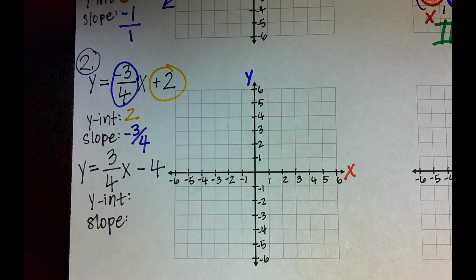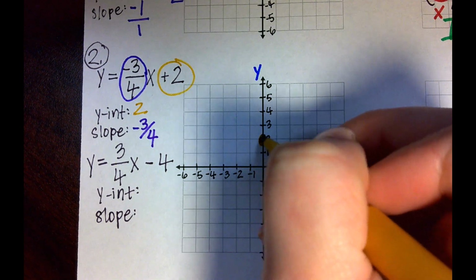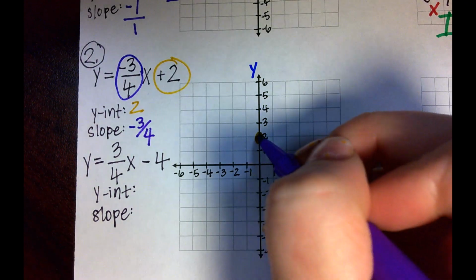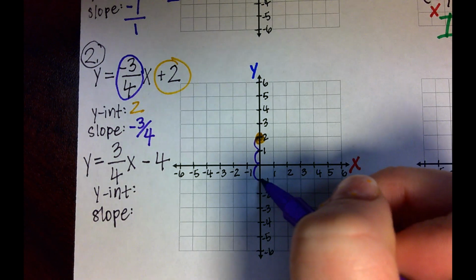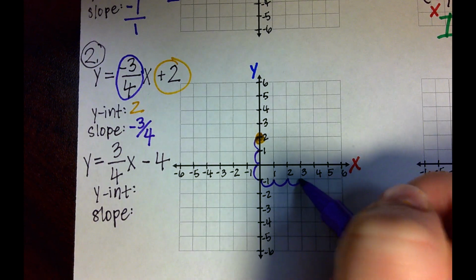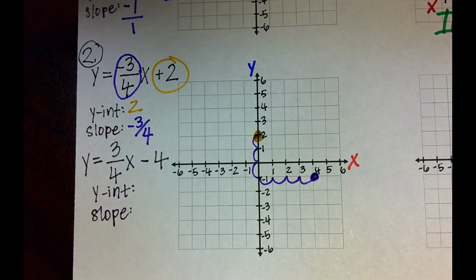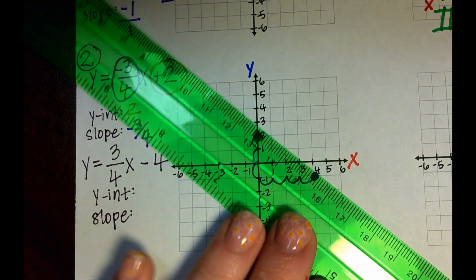Okay, so let's graph this line first. Where's my starting point? 2 on the y. Yes, thank you. Up 3, down 3. Perfect. Down 3. Good catch. 1, 2, 3. Over 4. Good. 1, 2, 3, and 4. So here is my first line. I'm going to connect those dots.